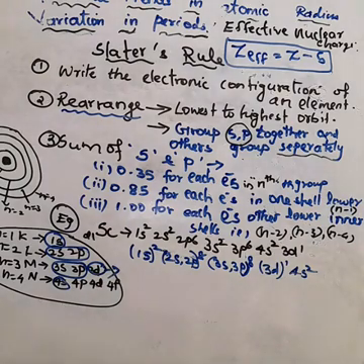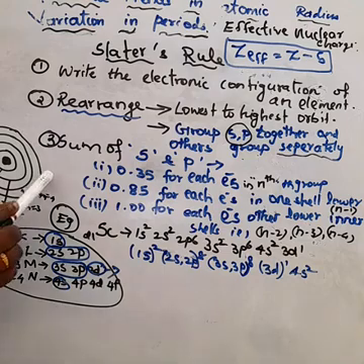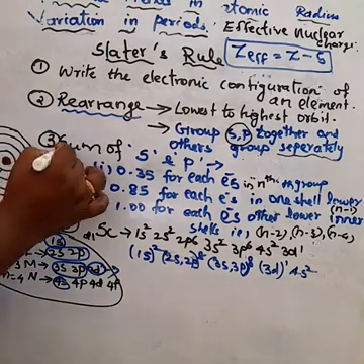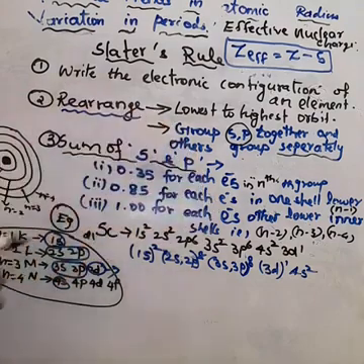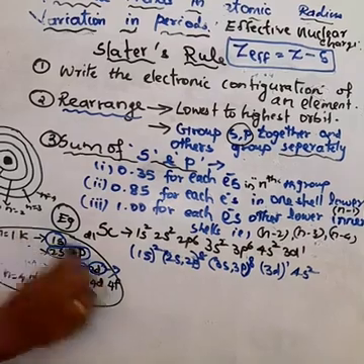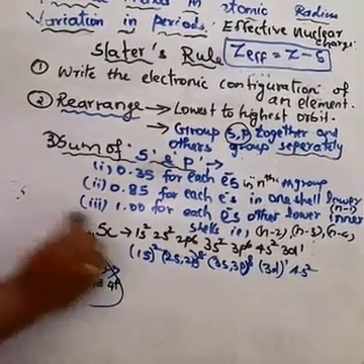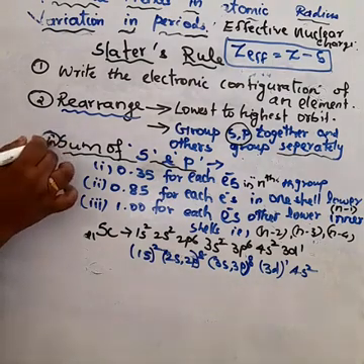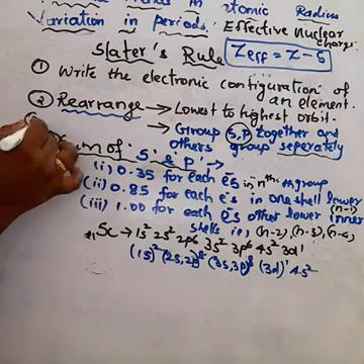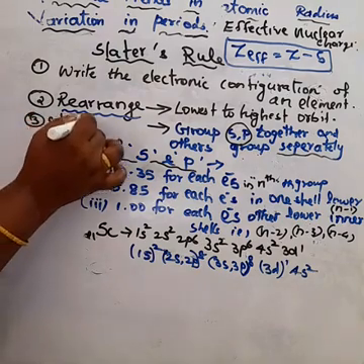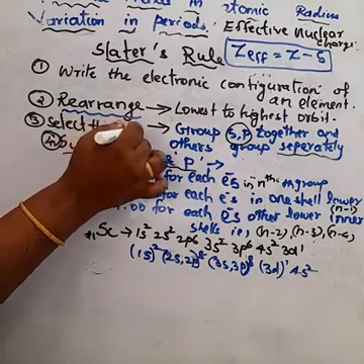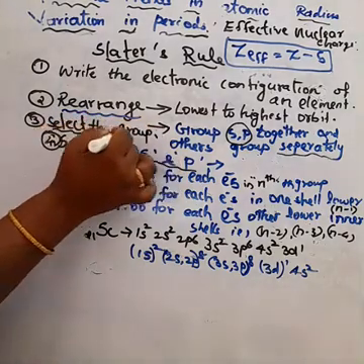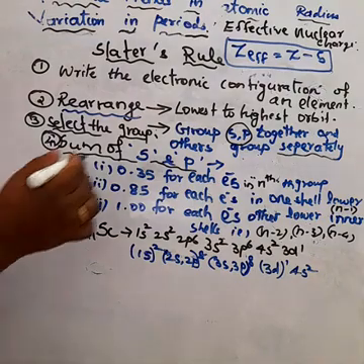Third point, what is the third rule? Which electron are you calculating the effective nuclear charge for? That is, select the electron in a group for which you have to calculate the effective nuclear charge, that is Zeff. Zeff means effective nuclear charge.